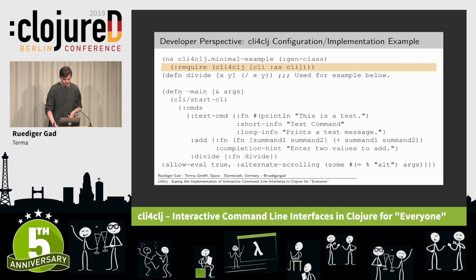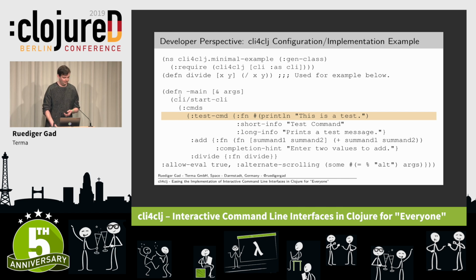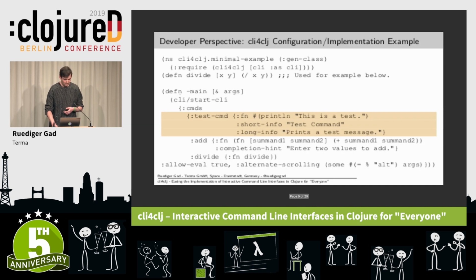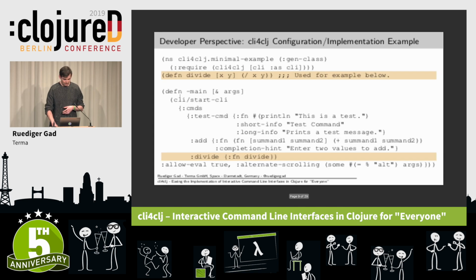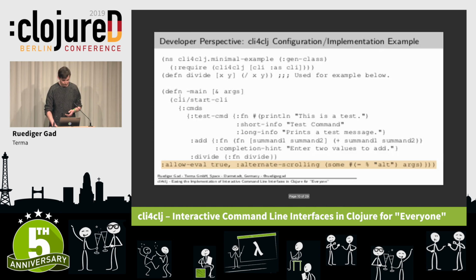Of course, you have to include the dependency. The entry point for starting a command line interface is the start CLI macro, which is configured by an options map. For defining commands, you need at least a command name, here on the left, test CMD, and a function which does something when you execute the command. You can include additional information, which will be displayed in certain situations. Commands can also have arguments, and here is a completion hint, which I'll show you in a bit what it is used for. And of course, you can also use functions which are defined elsewhere in the same namespace or in other namespaces.